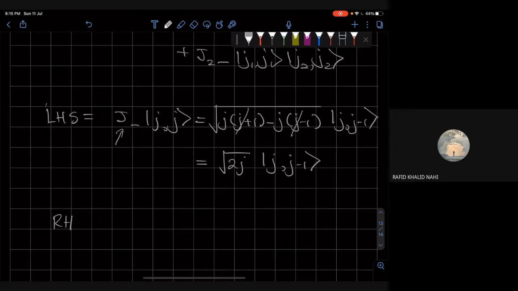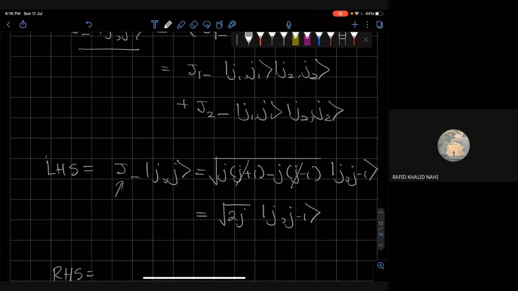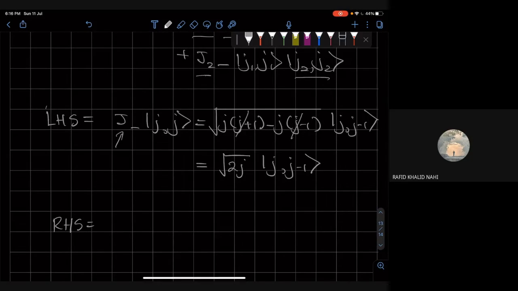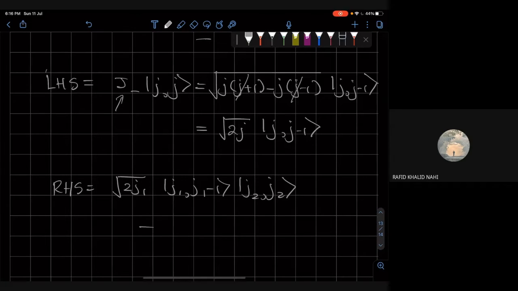What is the right hand side? The right hand side is the same thing, but j1 applied to this thing, j2 applied to this thing. So the first term is going to give me square root of 2j1 times the state j1 minus 1, and the j2 in that term remains unchanged. The second one will be square root of 2j2, with j1 unchanged and j2 minus 1. Do you agree?